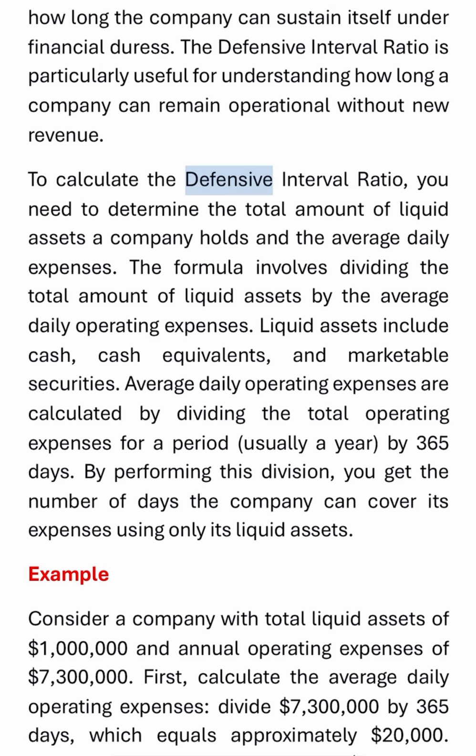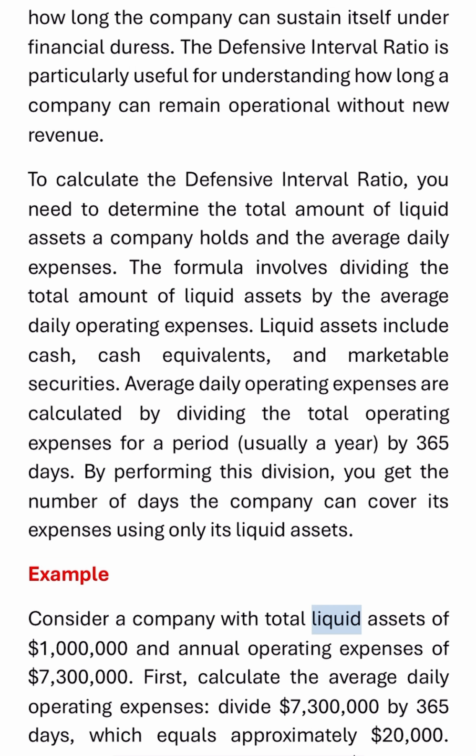To calculate the defensive interval ratio, you need to determine the total amount of liquid assets a company holds and the average daily expenses. The formula involves dividing the total amount of liquid assets by the average daily operating expenses. Liquid assets include cash, cash equivalents, and marketable securities. Average daily operating expenses are calculated by dividing the total operating expenses for a period, usually a year, by 365 days. By performing this division, you get the number of days the company can cover its expenses using only its liquid assets.